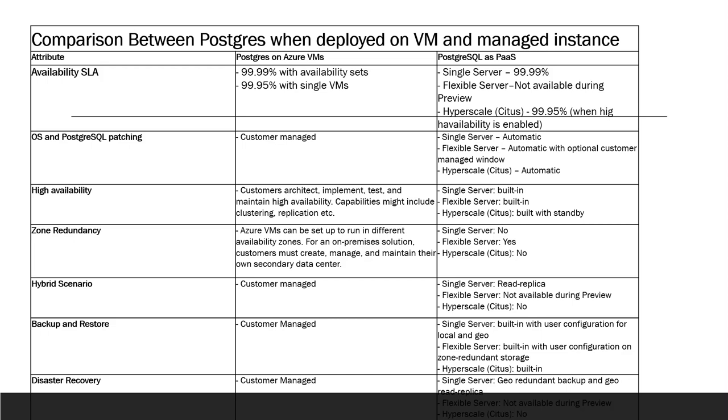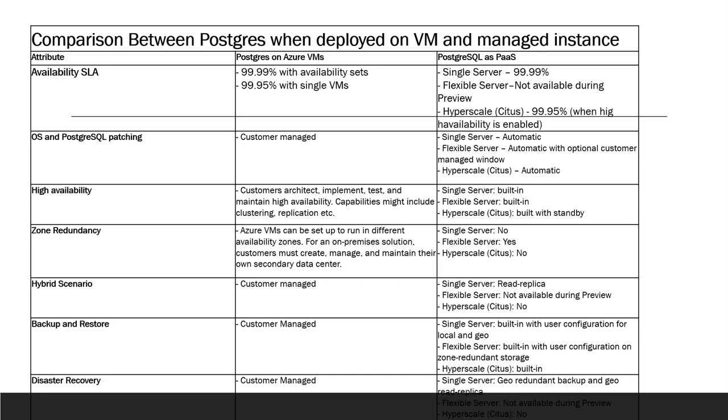So these are some of the common differences when we talk about Postgres in Azure VM and Postgres as platform as a service. When we talk about the SLA of the virtual machines being offered, it is 99.99, four nines, if you are using the availability set. If you are using a single virtual machine, the availability is decreased by 0.05 percent. If you are talking about the managed instance, the single server availability is 99.99, four nines. Flexible server is in the preview stage, and there is something called Hyperscale Citus, where when high availability is enabled, it is 99.95%.